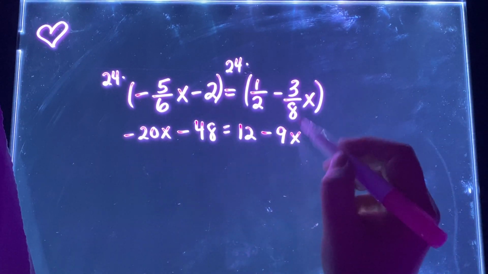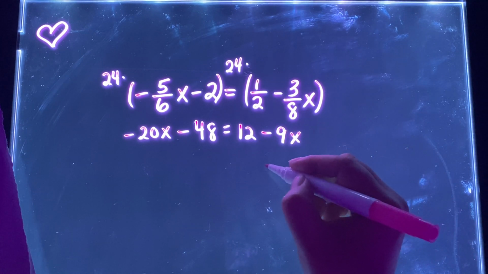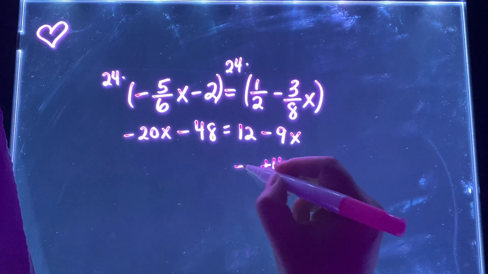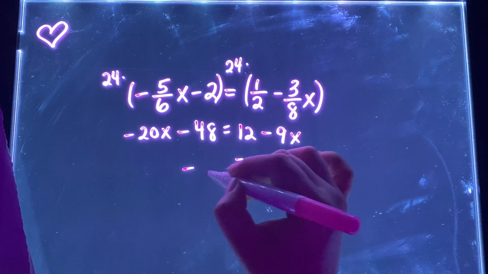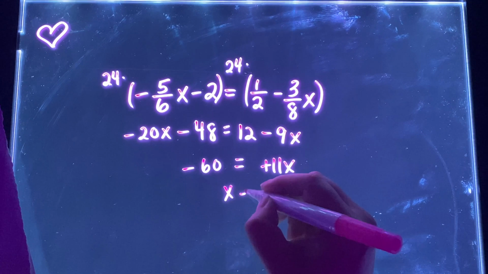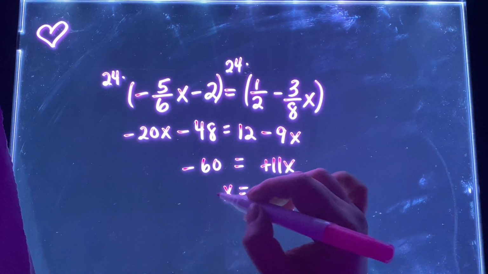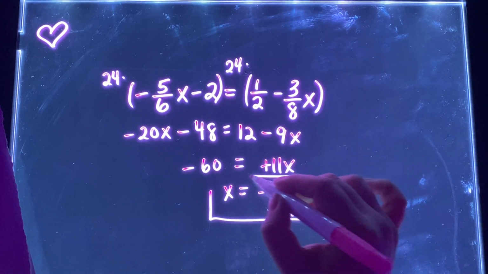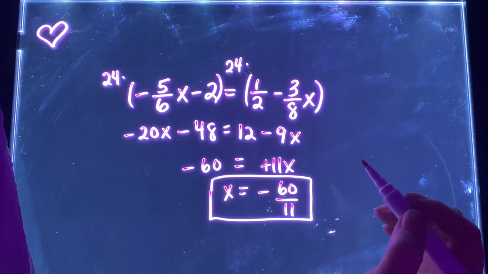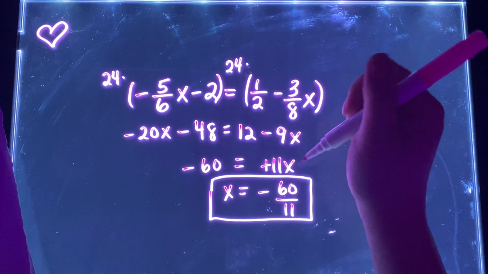And then you can just do your algebra stuff. So if I move this over here, it's positive 11x. And then on the other side, it would be negative 60. Then I just divide by 11, so x equals negative 60 over 11. And now I'm just hoping that we did that all right, because we did it pretty quickly. I'll just check later. But that's the general idea here. Pretty sure it's all good.